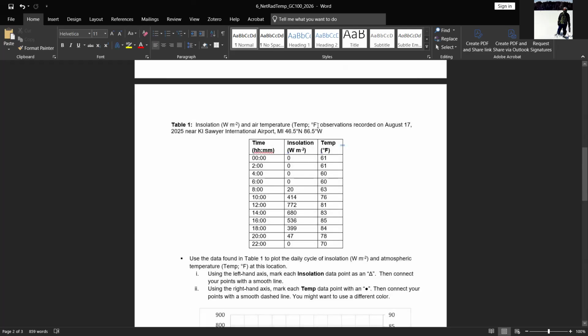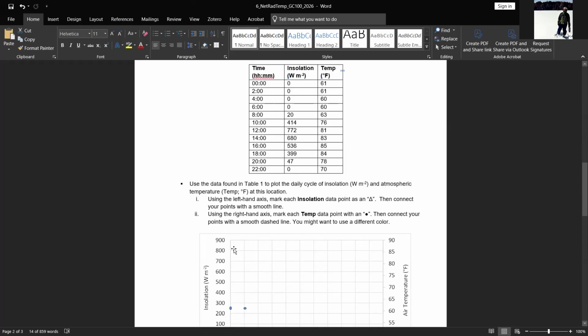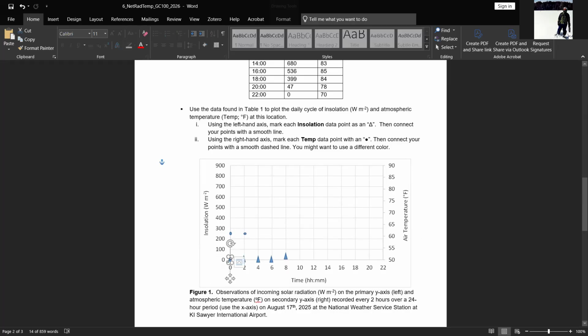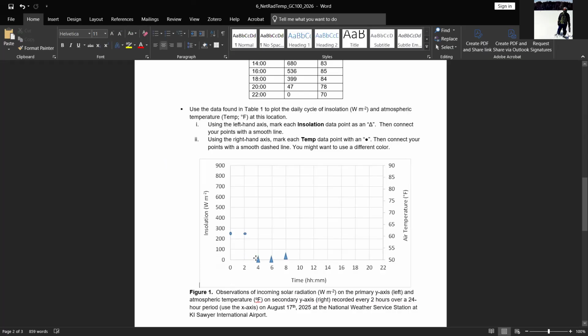I want you to go ahead and complete this exercise on paper, and then at the very end, if you did it with paper and pencil or with a pen, you can simply take a picture of your completed figure and then upload it into question 2.